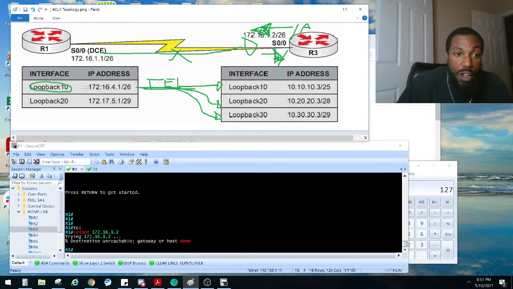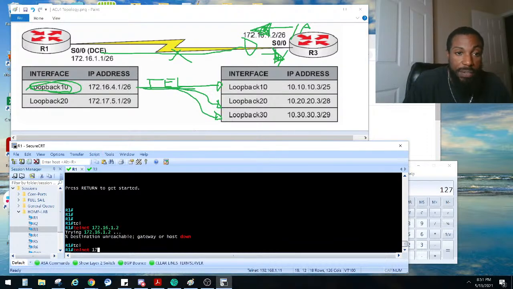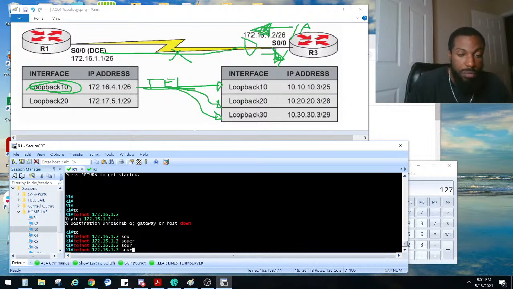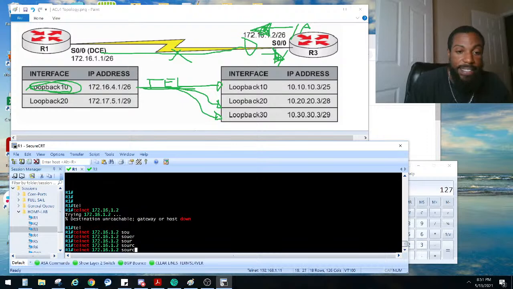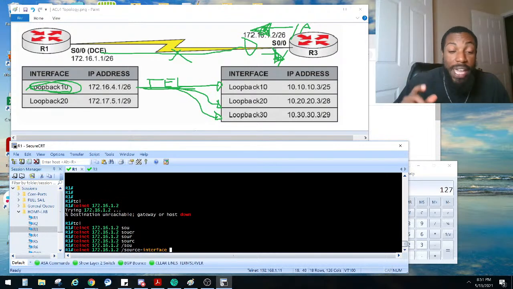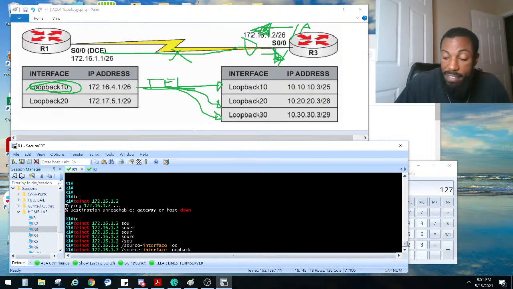Now let's try to telnet using this as a source interface. Telnet 172.16.1.2 source. I think you've got to do slash source interface. That's how you do the source interface. With ping, you can just do source and then the source interface. With telnet, you've got to do slash source-interface and then the interface. So we've got to change it to loopback 10 in this case.